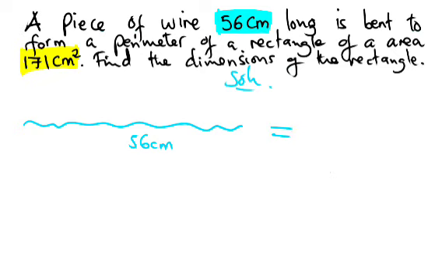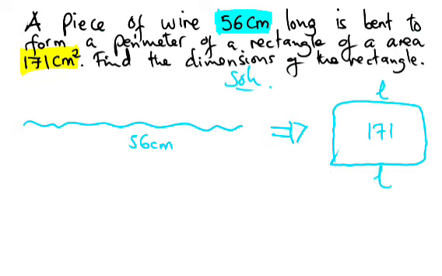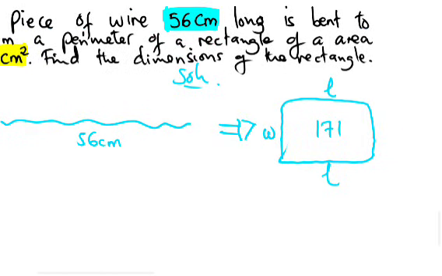Now with the wire, we bend it like this, forming a rectangle. The rectangle's area is 171. We have been asked to find the dimensions of the rectangle. A rectangle has a length and a width. So we have two widths and two lengths.